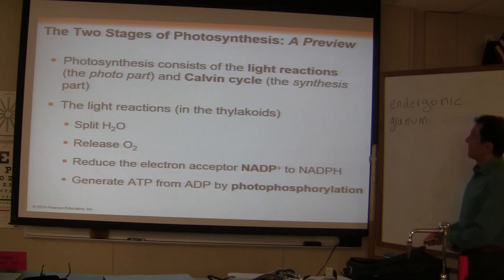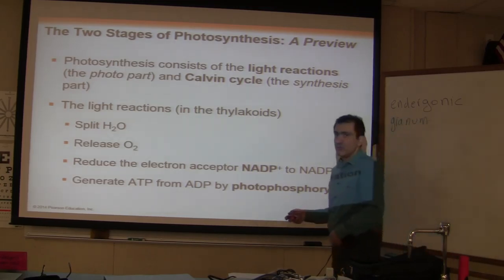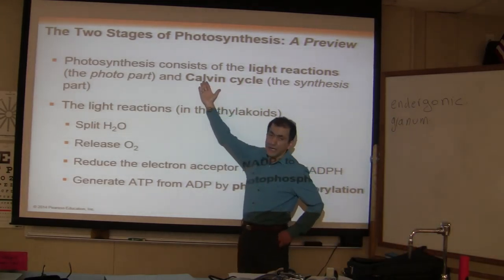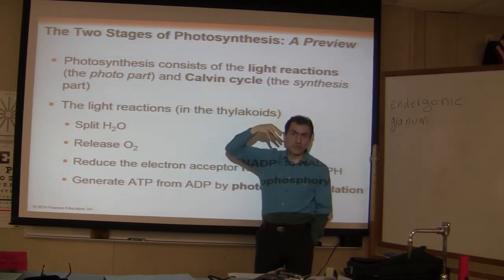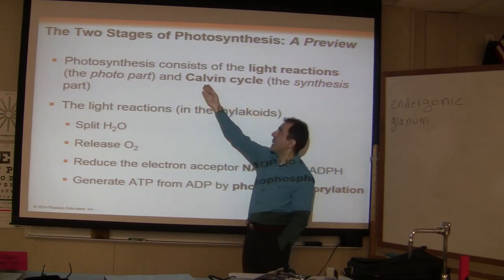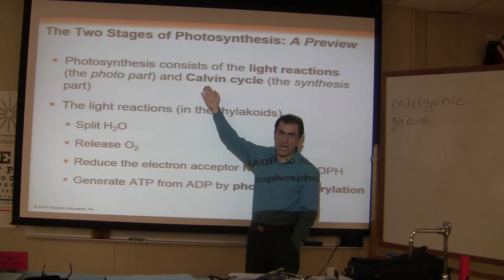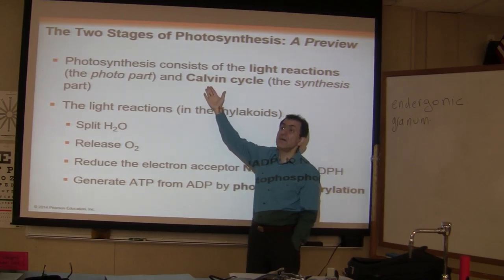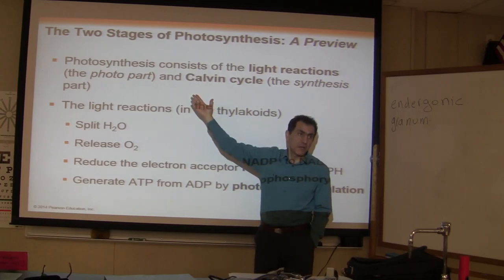The two stages of photosynthesis are the light reaction and the Calvin cycle. In the old days when I was a student, they used to call this the light independent cycle. And when I was a student, I was confused. I thought this happens only at night. That is not true. The Calvin cycle occurs during the day as well. That's why they changed the name from light independent to Calvin cycle. Calvin was the name of the scientist who discovered it.